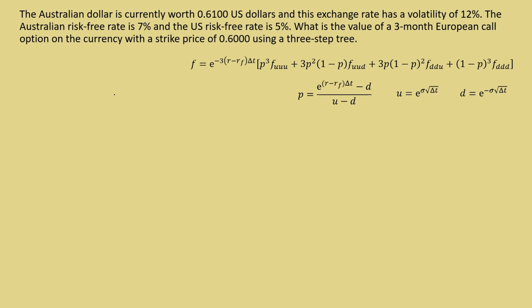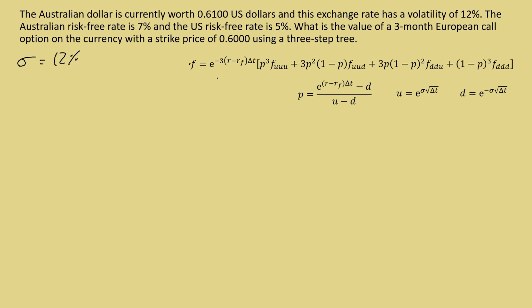3-step tree? Excellent. So as you'll see on the right hand side, we have all the formulas we're going to need. So because this is a 3-step tree, we're going to have to use this formula. Then we have the formula for the probability and then for U and D. Okay. So let's write down what we know first. So we know that the volatility, which is denoted by this letter, sigma, is 12%. Then we have the Australian risk-free rate is 7% and the US is 5%.